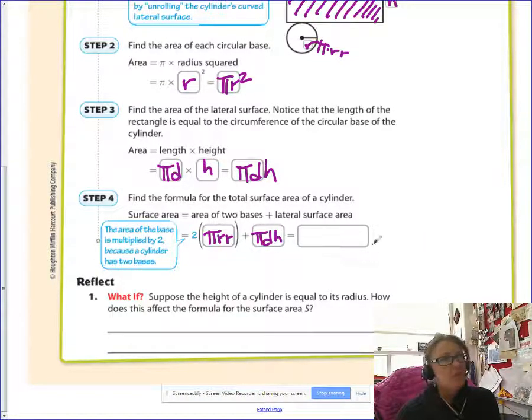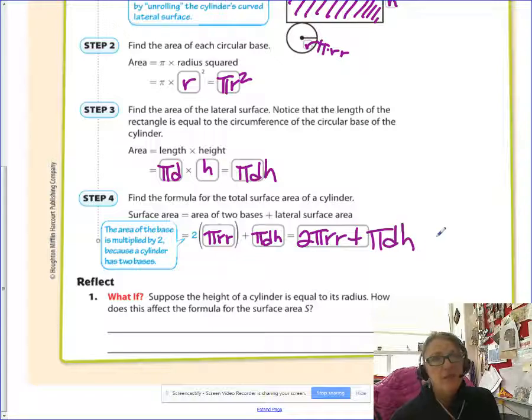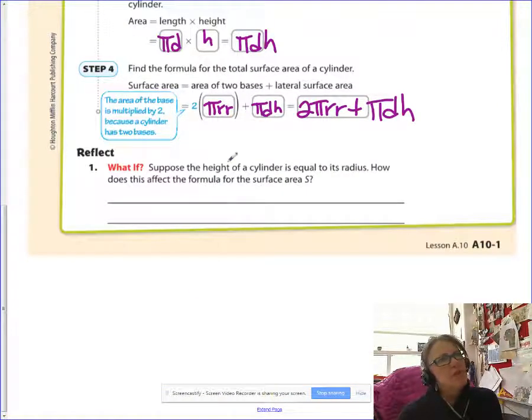I frankly am going to let you just leave it like this: 2 pi r squared, or 2 pi r r, and then plus pi times diameter times height. Okay? On your formula sheet, it's going to word it a little bit differently, and we're going to talk about that tomorrow when we use that formula sheet for every situation. Okay? All right, now here it says, suppose the height of the cylinder is the same as the radius.